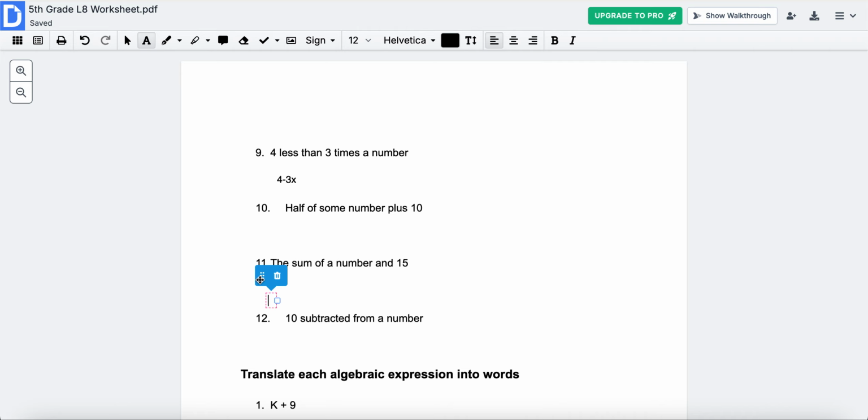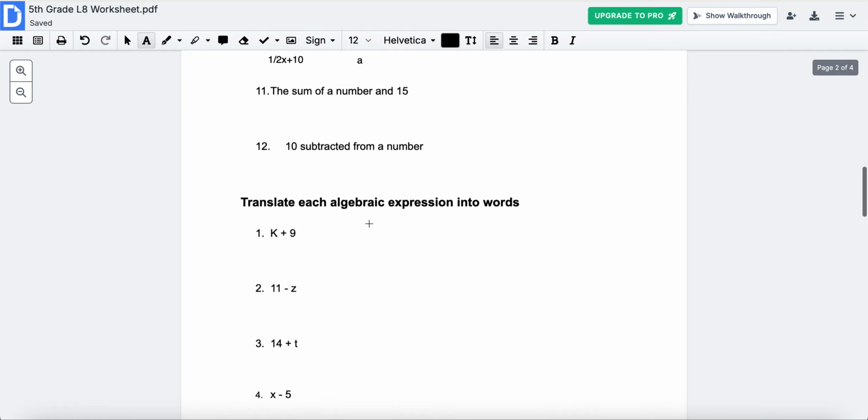Next one is half of some number plus 10. So half of x plus 10. How would you write that? 1 half x plus 10. The rest, try them yourself.